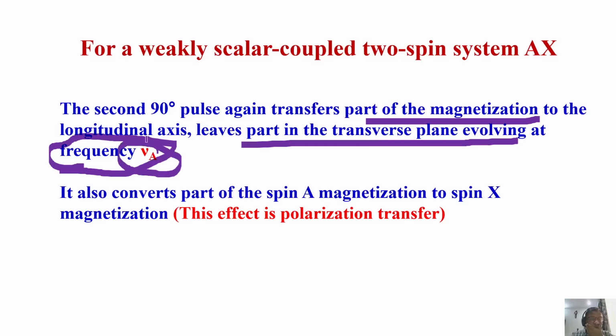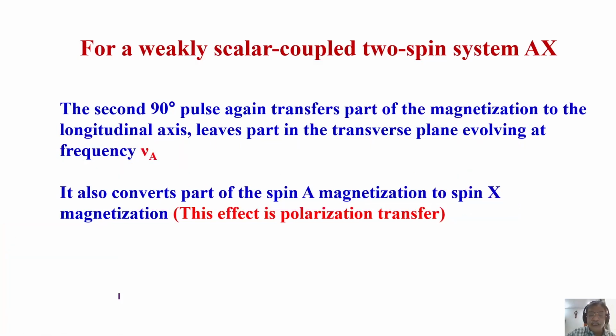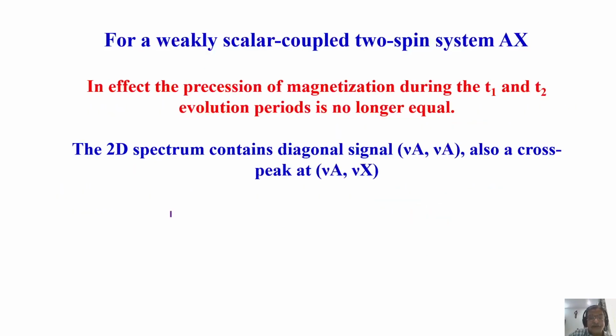They are evolving at nu A frequency only. That is not changed. But it also converts part of the spin A magnetization to spin X magnetization. That is a polarization transfer effect. What happens is that spin A, in addition to precessing at its own frequency during the period of evolution, gives part of its magnetization to spin X. That is a very interesting thing. You see, it gives part of its magnetization to spin X by what is called polarization transfer.